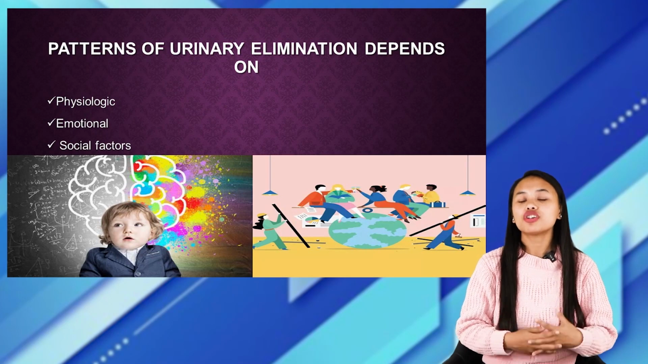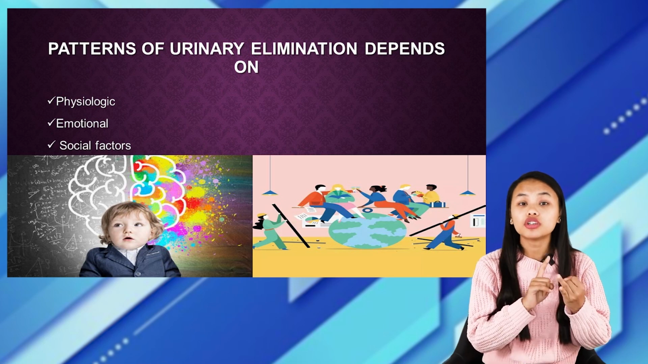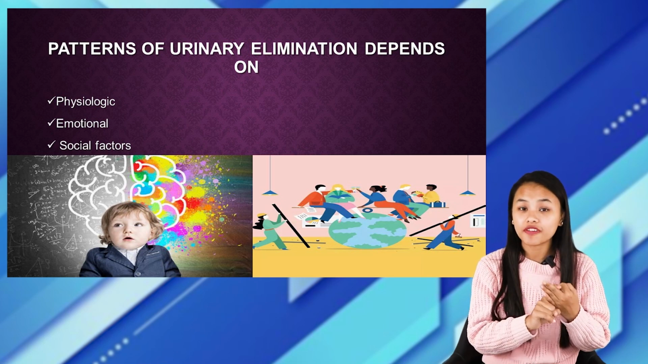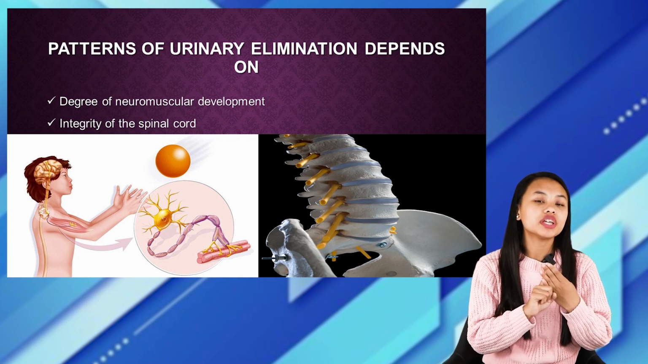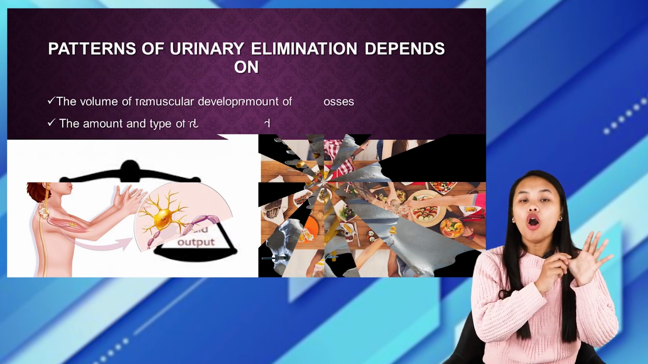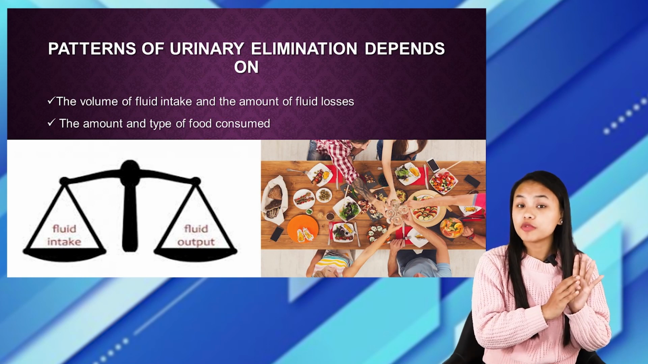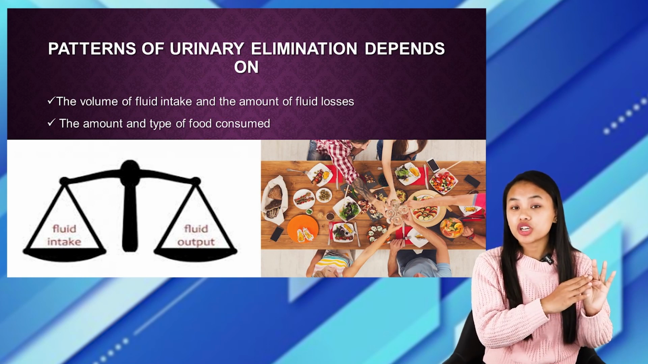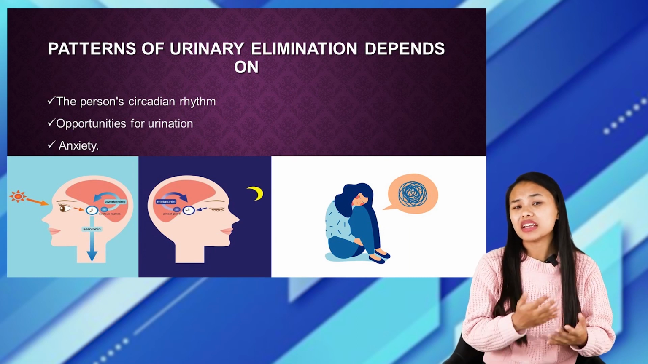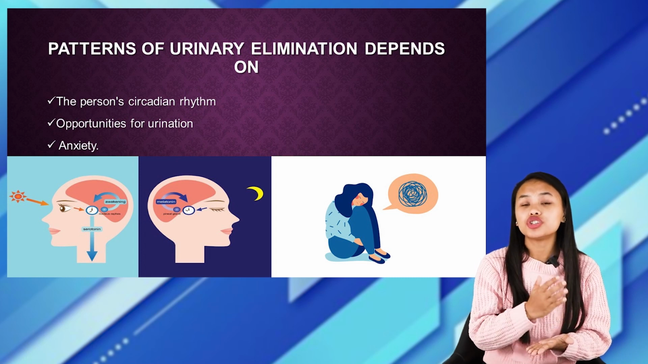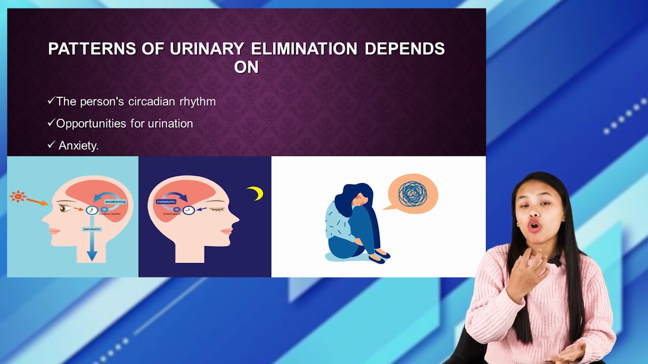So this pattern of urinary elimination largely depends on the psychological, social, as well as emotional factors, on the degree of neuromuscular development, as well as on the integrity of the spinal cord, on the volume of fluid intake, as well as on the fluid loss from the body, the amount and type of food consumed, the person's circadian rhythm, as well as the habits that a person is following, their opportunity to urinate, as well as if a person is suffering from any depression or anxiety.